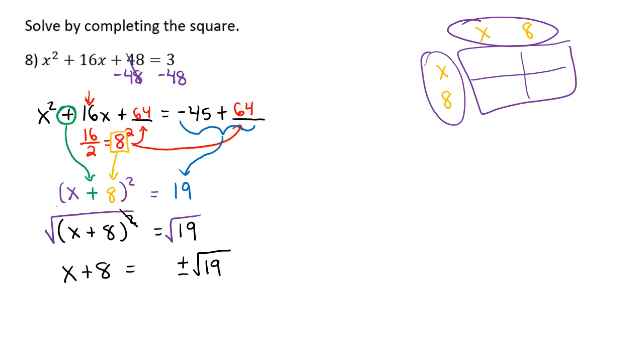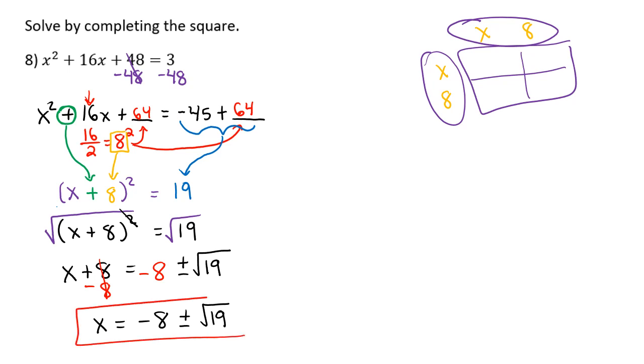Once again, I'm trying to get x by itself, so I'm going to minus the 8 over, so x can be by itself. So I have x equals negative 8 plus and minus the square root of 19. Now, I want to see if I can simplify 19, but the only numbers that multiply to give me 19 are 1 and 19. Which means I can't make that any smaller. So here are my two x-intercepts.